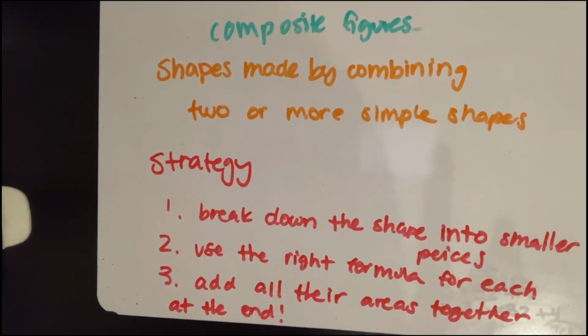Composite figures are shapes made by combining 2 or more simple shapes. Here's a good strategy when finding volume or area of composite figures. Break down the shape into smaller pieces. Use the right formula for each, and don't forget to add all their areas together at the end.